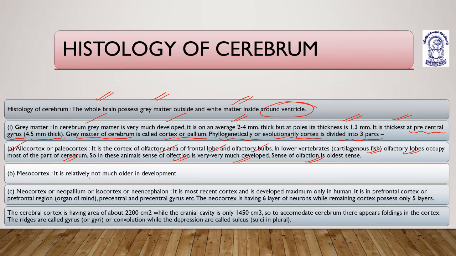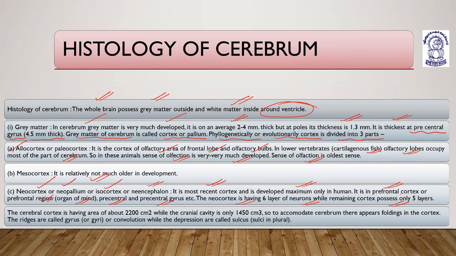Mesocortex, it is relatively not much older in development. Neocortex or neopallium or isocortex or neocephalon. It is the most recent cortex and is developed maximally only in humans. It is in prefrontal cortex or prefrontal region, organ of mind, precentral and postcentral gyrus. The neocortex is having 6 layers of neurons, while remaining cortex only have 5 layers of neurons. So allocortex or paleocortex and mesocortex, they have 5 layers of neurons, and neocortex is having 6 layers of neurons.